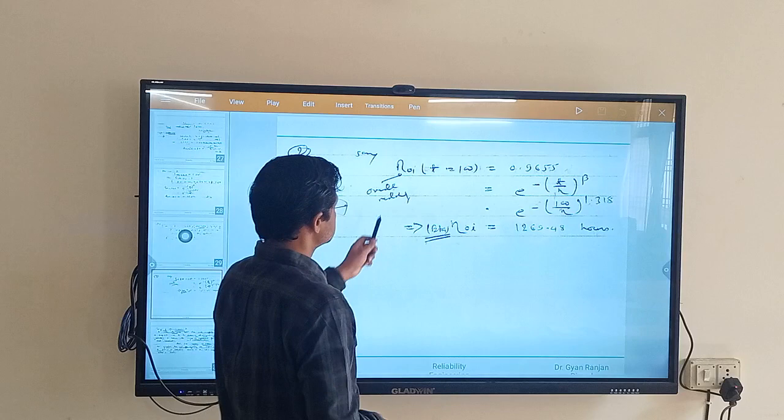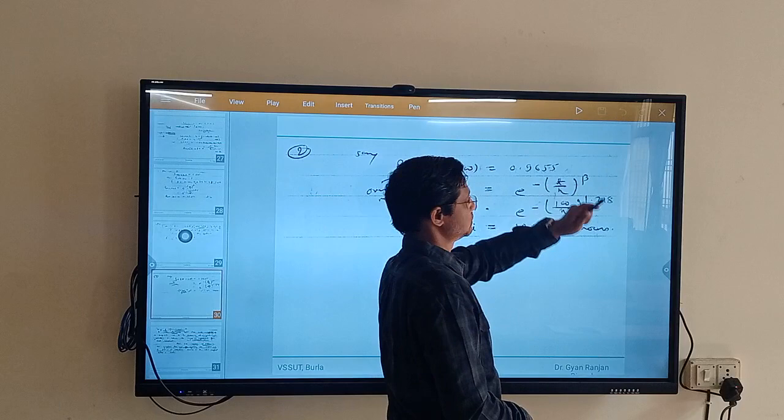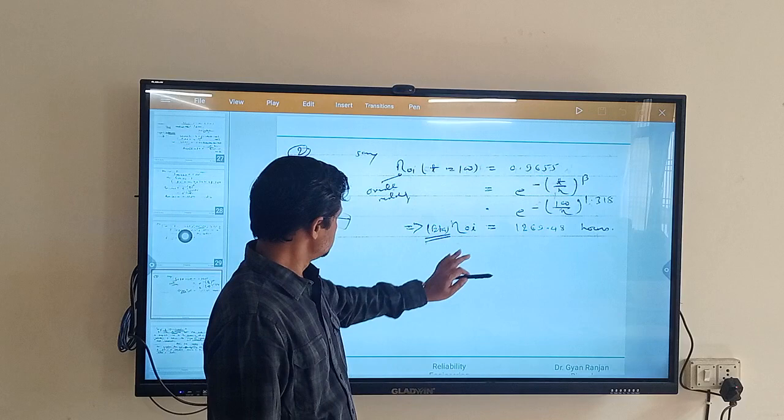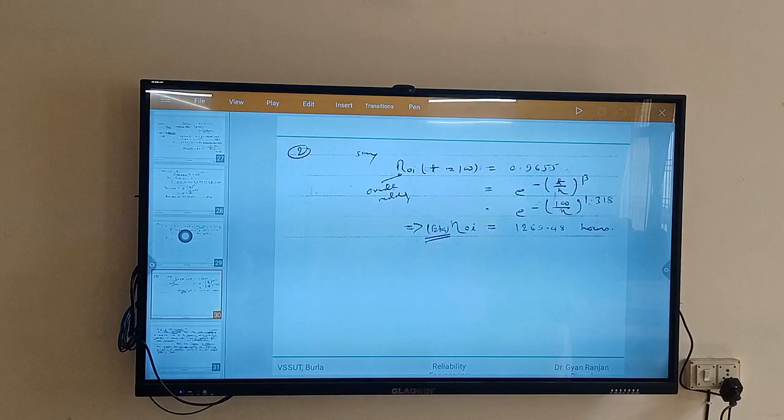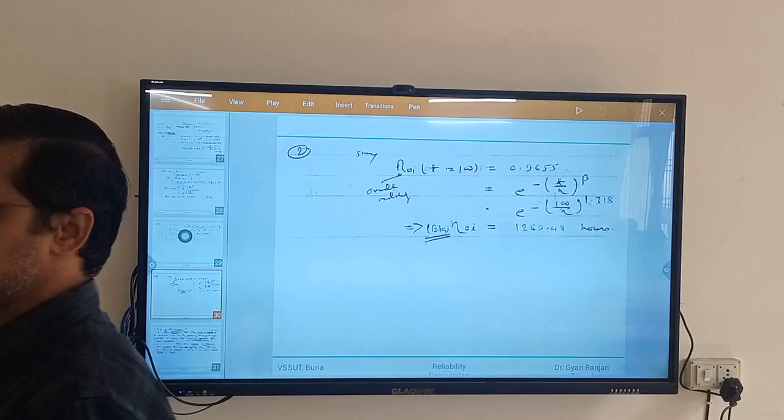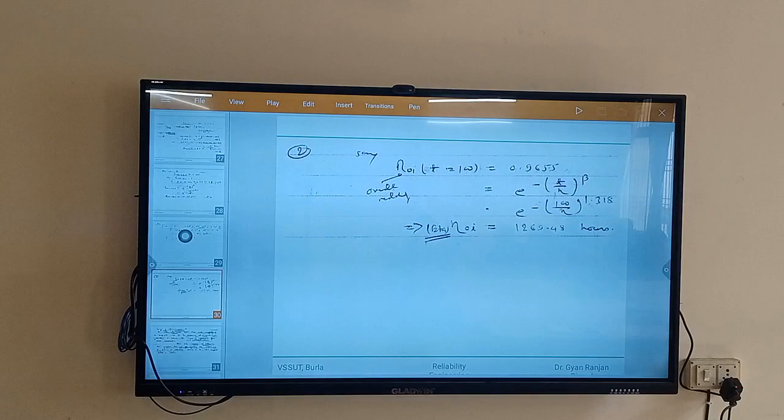I want to calculate this scale parameter. Okay? So substitute that value, you get something around 1269.48 hours. So roughly I would round it off to 1269 or 1200. Because it is 1269, if I am dealing with a very high-end customer, my client, a very special client, if I claim 1200 hours, shall it be okay? Okay or not?